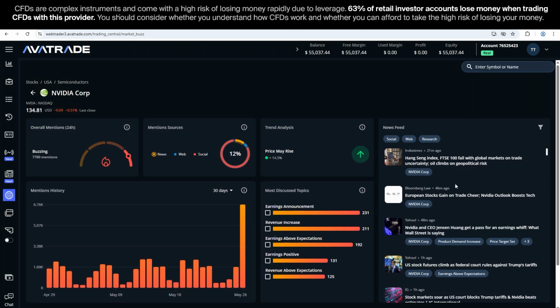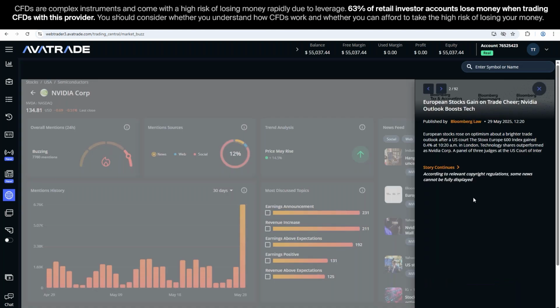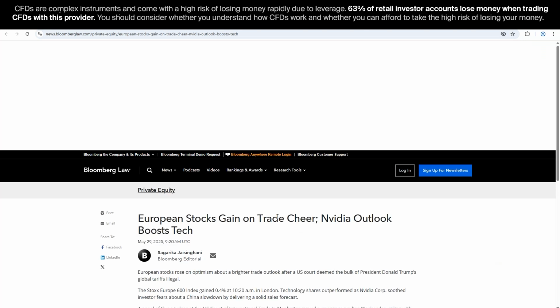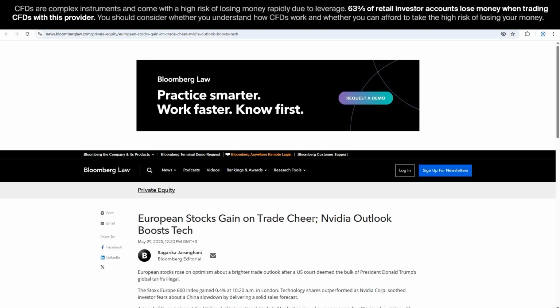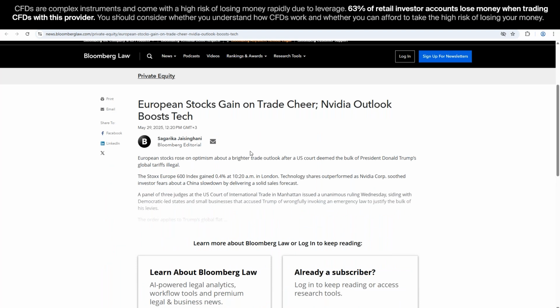Both the macro fundamental news about tariffs, at least temporarily being removed, which really affects the tech sector a lot, in this case in a positive way. And then also the specific information about NVIDIA itself, and you can quickly see the headlines. European stocks gain on trade shares. NVIDIA outlook boosts tech. Okay, obviously, if you click this link, you're going to see some positive news if you read the article about NVIDIA. They're already telling you in the headline it's raising not only US stocks, but European stocks. Tech in general is rising.